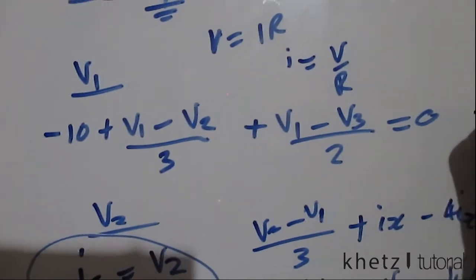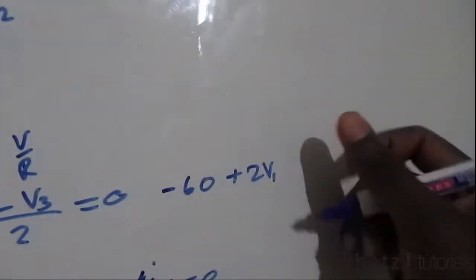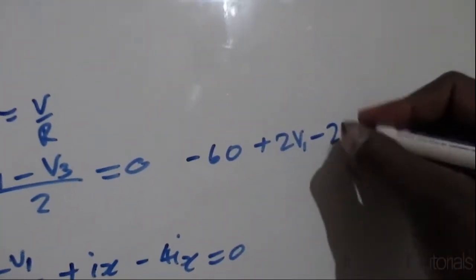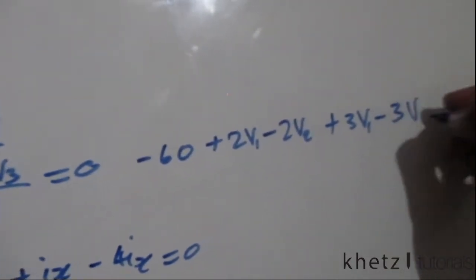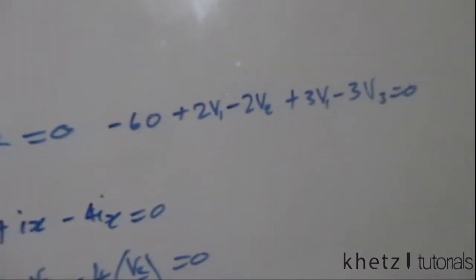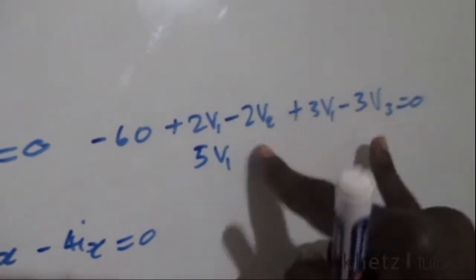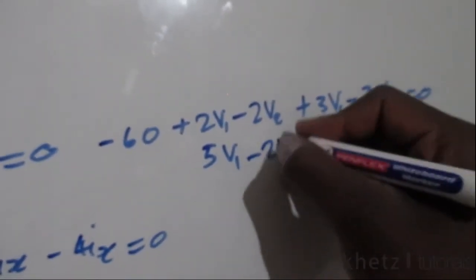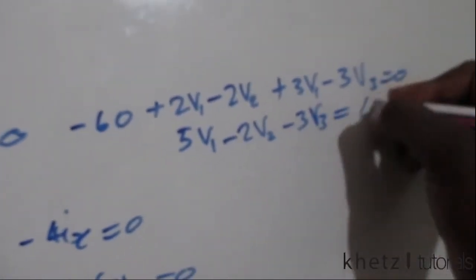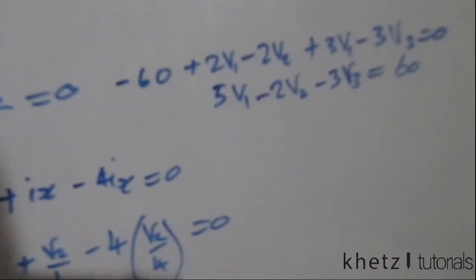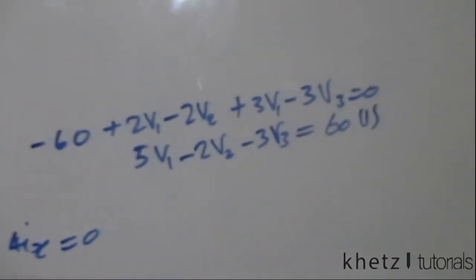And you're going to have negative 60 plus 2V1, negative 2V2 plus 3V1, negative 3V3 equals 0. And finally, you're just going to add the like terms. So that's going to be 5V1. And that is alone, and that is also by itself. And we're going to take the 60 to the other side. So that's basically what we have for the first equation, the first equation from node 1.